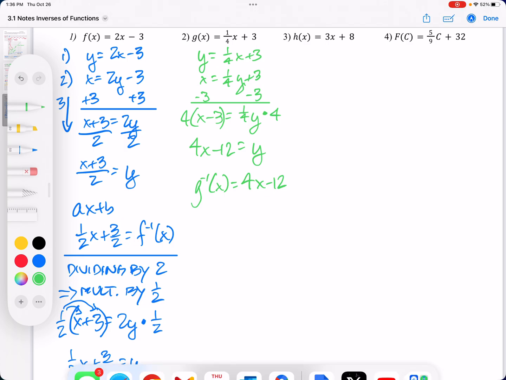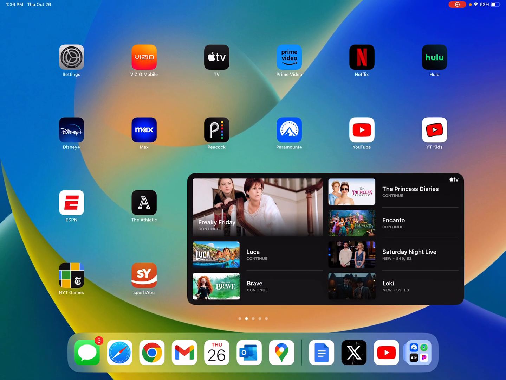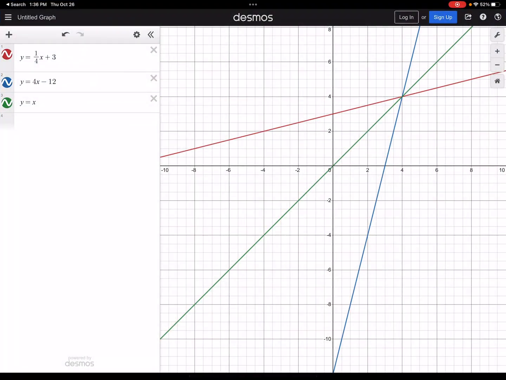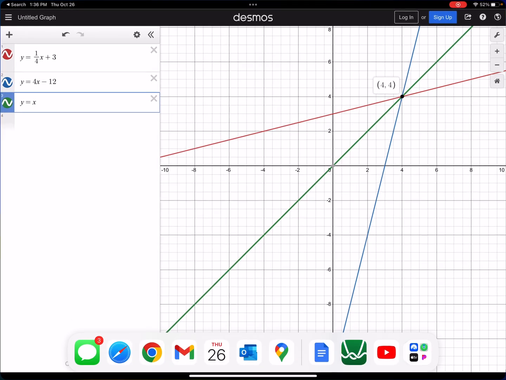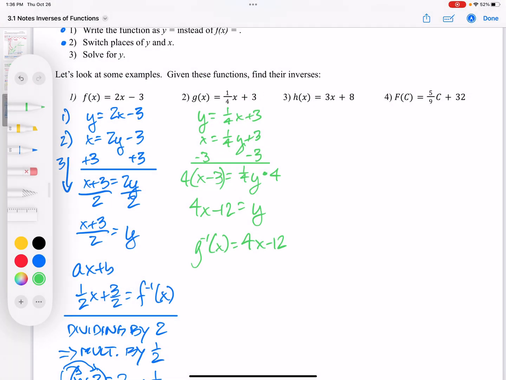Just a quick note as an aside, if we look at this in Desmos, you can see these are the two equations that we've talked about, 1/4 x plus 3 and 4x minus 12, and y equals x goes right in the middle of them. They're reflected, they intersect at a point that has the same x and y value, and they're crossing on y equals x, so that is a way to visually confirm the inverse.